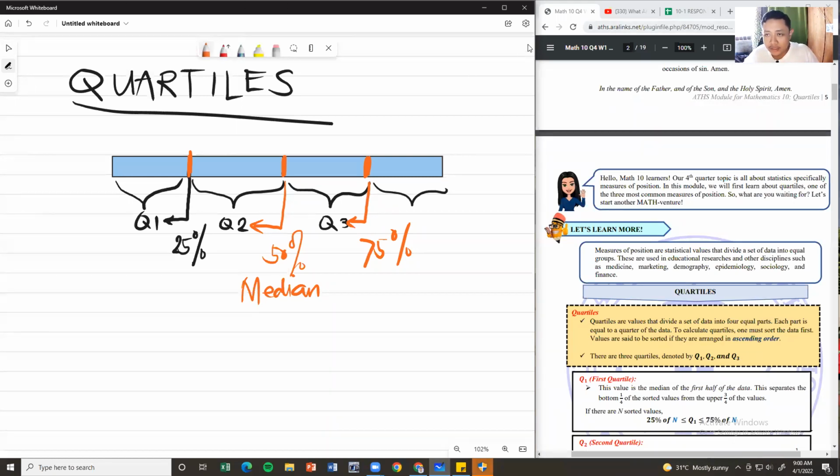Gets na po yun? Show me a reaction if you understand what quartile means. Let me see. Show me a reaction, please. Okay, ganun lang siya. Okay, now this is expressed through an image.